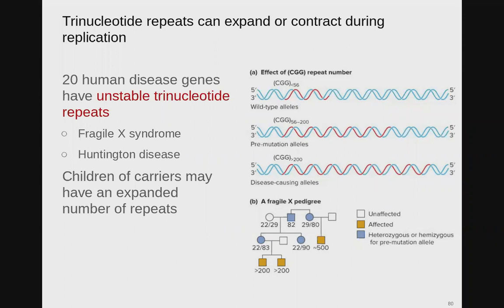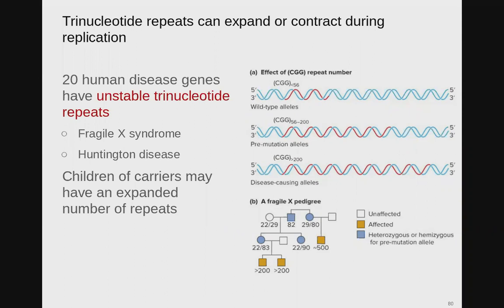It's kind of a weird thing, right? You have this intermediate, like, I'm heading towards having something really bad, not quite there yet. I'm heading towards having something really, really bad. And as I mentioned, the more repeats you have, the worse it seems to be. So if I had 500 repeats, it's likely to be a worse case of Fragile X or Huntington's than, say, someone that had 250 repeats. Kind of a cool thing.